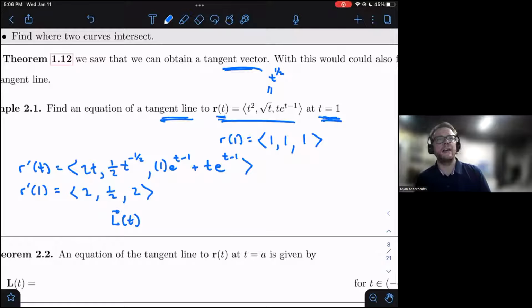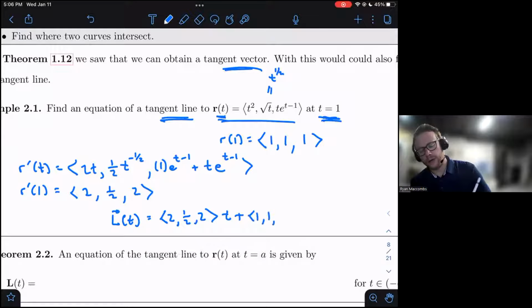So the tangent line is given by, and again, for any line, we need a direction vector and we need a point that we're going through. So in this case, our direction vector is going to be given by our derivative. That's the bit that goes next to the t. And then the point that we're going through? Well, that's 1, 1, 1.